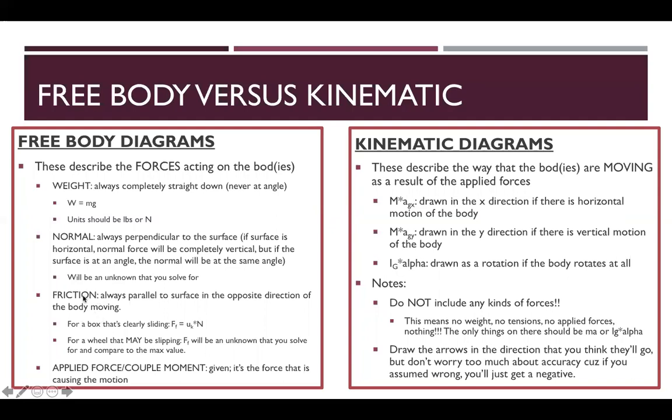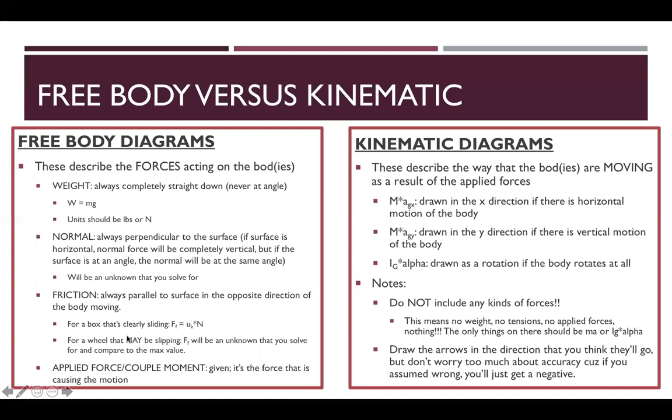That's been a thing for a minute. But there's two different cases that you'll use friction, right? If it's something that's clearly sliding, there's no doubt in your mind that it only slides, then you can substitute mu sub k times n. So if it's a box sliding down a slope, the friction force is going to equal mu sub k times n. But if it's a wheel, you can't automatically substitute that.